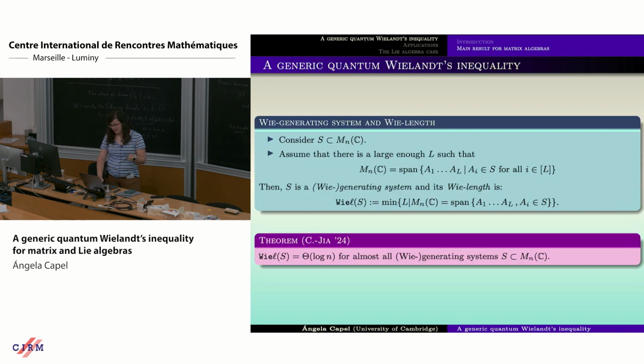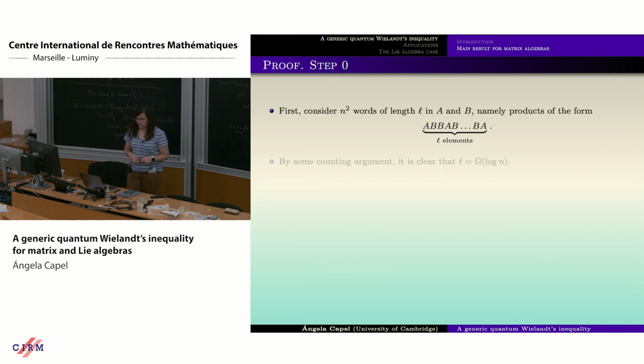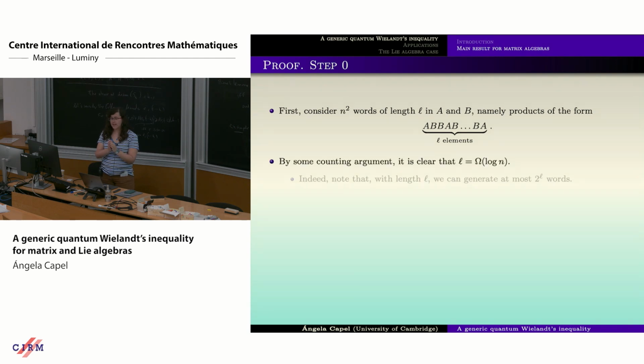So the first thing is that here I'm talking about theta of log of n and not O of log of n. I think you see the cursor, yeah. And the reason for that is that we can have both an upper bound and a lower bound on the length, and we are going to see that they match. And this is why we have a theta. And the reason to see that is that it's a counting argument essentially. So if we consider n words of length L in these two matrices A and B, and now we take all the possible products, as the one that I'm writing here, then it's very easy to see that L has to be at least of order log of n.